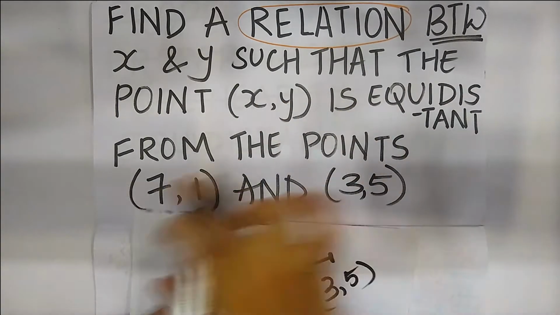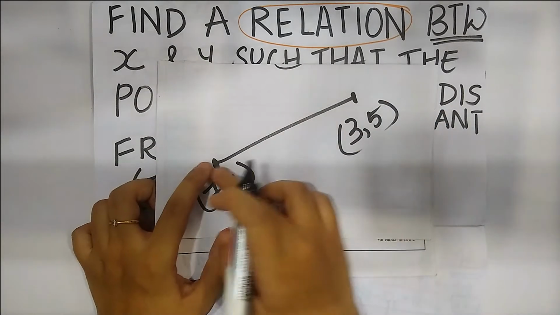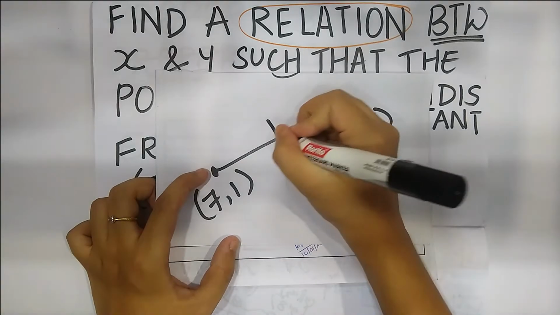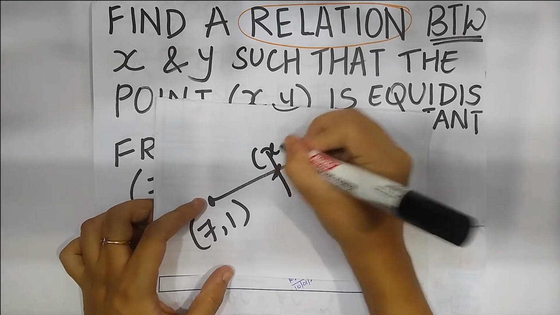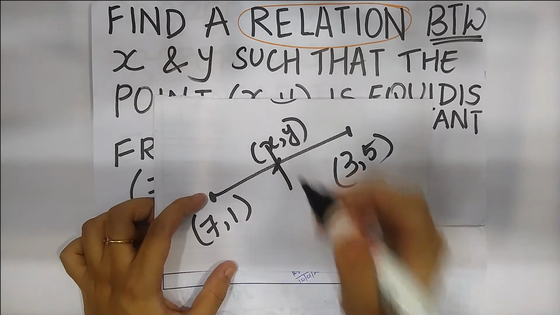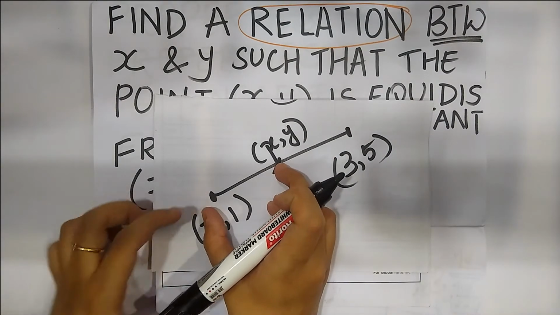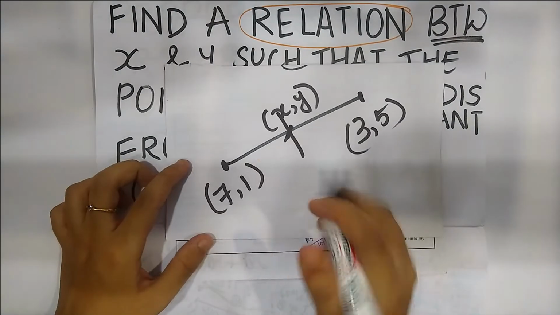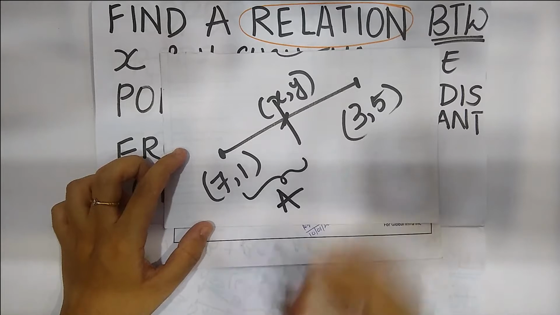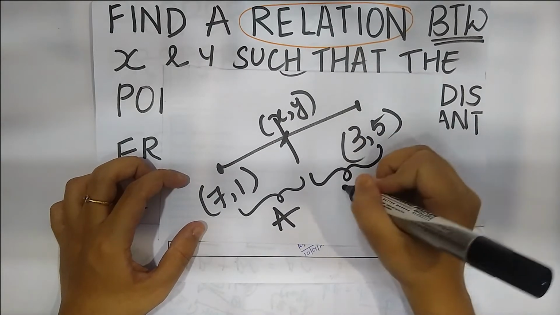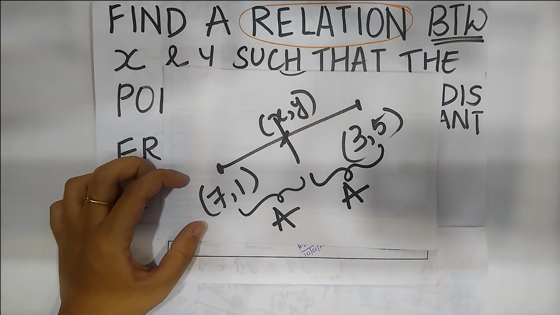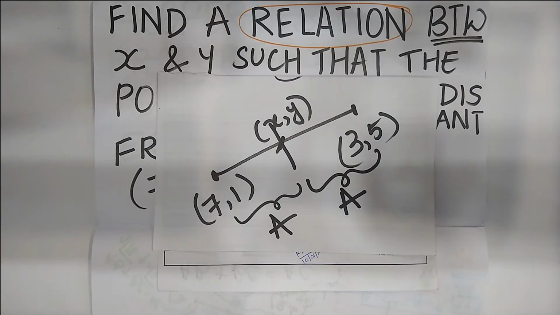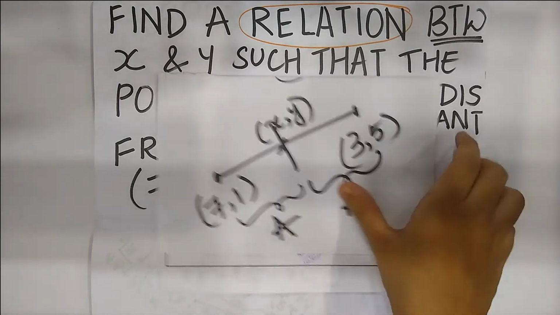And x comma y is equidistant to these 2 points, which means that when you divide this line exactly into half, this point here will be your x comma y, and this point x comma y will have the same distance with the coordinate 7 comma 1 and will have the same distance with the coordinate 3 comma 5, which means if the distance of this is a, then the distance of this is also a. This is what is meant by equidistance. So using this concept, we will try to figure out the answer here.